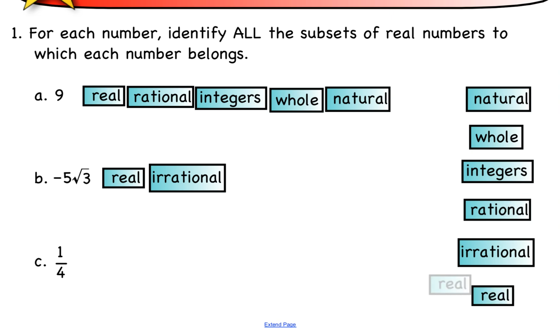Letter C is just a fraction. It's definitely real. Is it irrational? No, it is not. Is it rational? Yes, it's a fraction, right? So it's rational. Is it an integer? Well, no, it's not. It's one of those that's in between 0 and 1. So it's not an integer, it's not a whole number, and it's not a natural number. So it's real and rational.